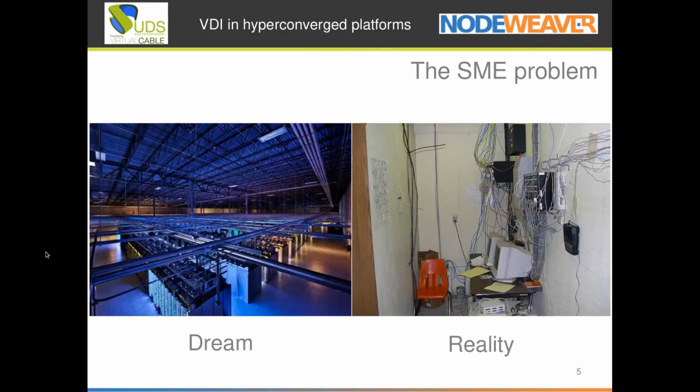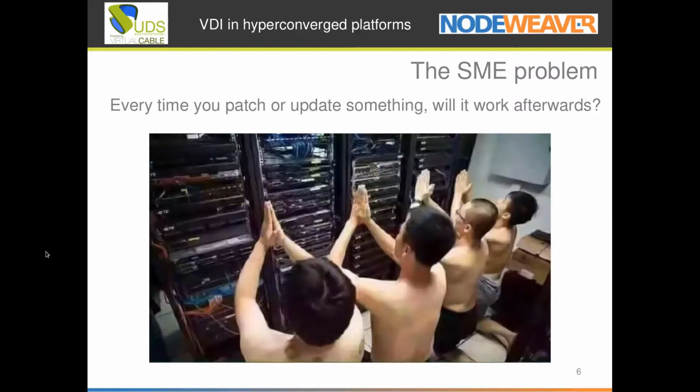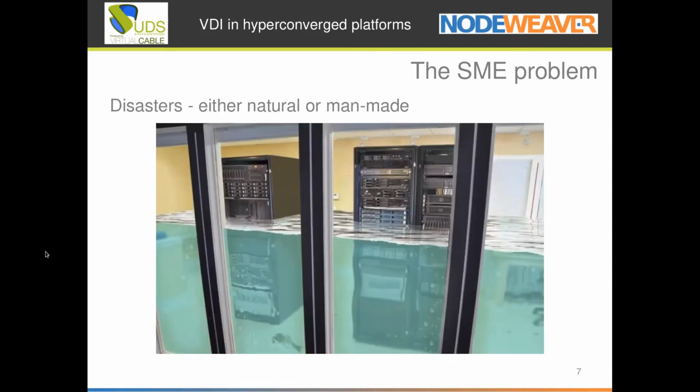We know very well the issues that SMEs and public administrators face. They would like to have the kind of flexibility and reliability of a large-scale cloud provider while having to work with limited resources. Every time you have to do a substantial change, like updating your virtual servers or changing a complex configuration, you have to hope that everything works afterwards. You have to face any kind of disasters, either caused by water, fire, or human errors.